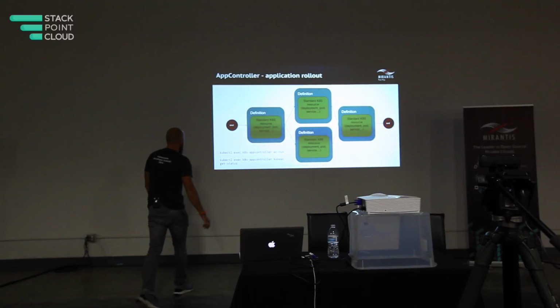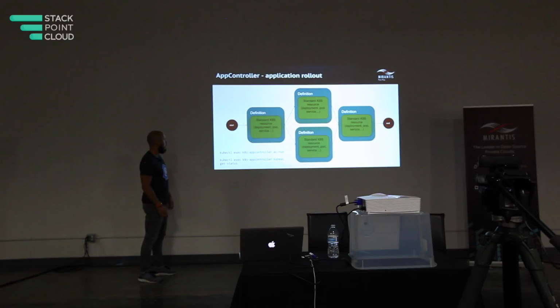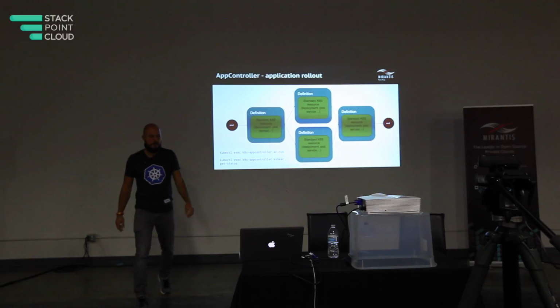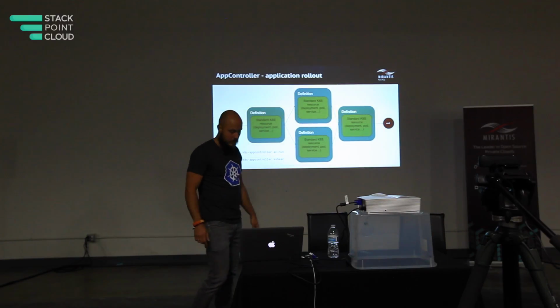We can trigger the deployment using the Kubernetes AppController application, like with the command ac-run. And then we can check the status of provisioning. We can see how the resources get provisioned and if everything goes fine with the get-status command.